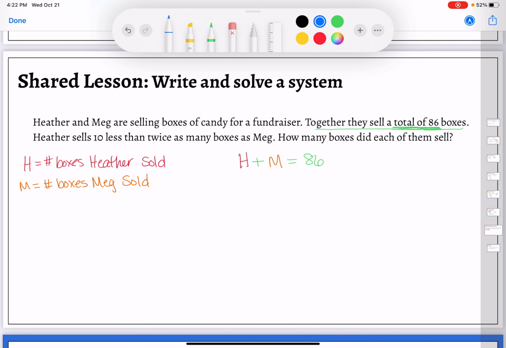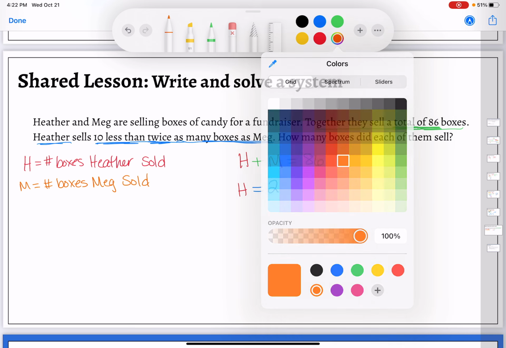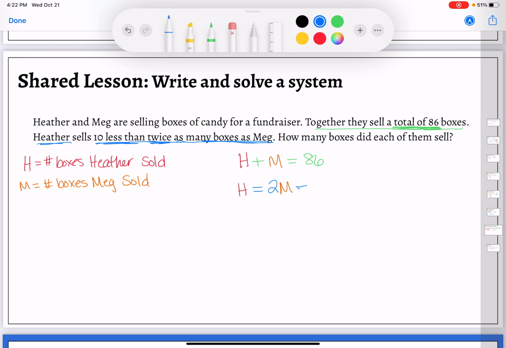Now it says Heather sells 10 less than twice as many boxes as Meg. So the number that Heather sold is 10 less than twice as many boxes as Meg. I'm going to take twice as many boxes as Meg and subtract 10 from it. With less than, I need to make sure that I switch the order here. So H equals 2m minus 10, not 10 minus 2m, so be careful.